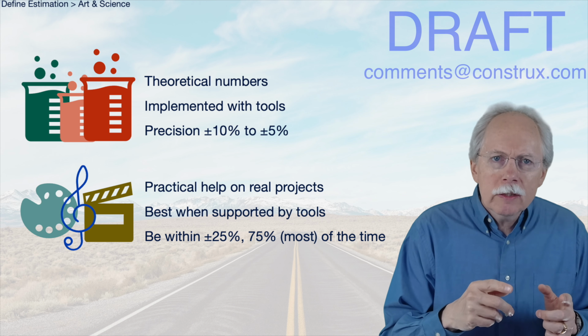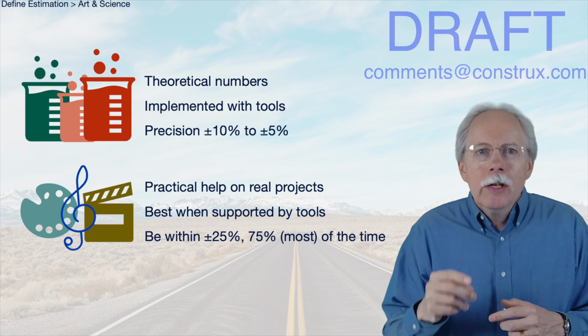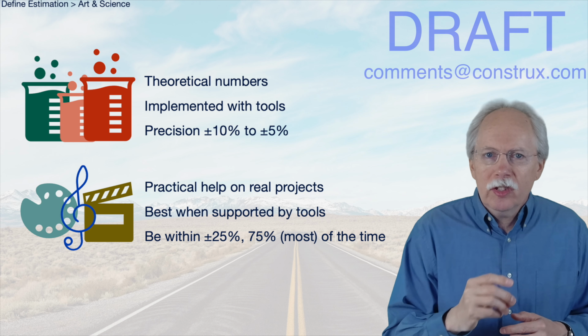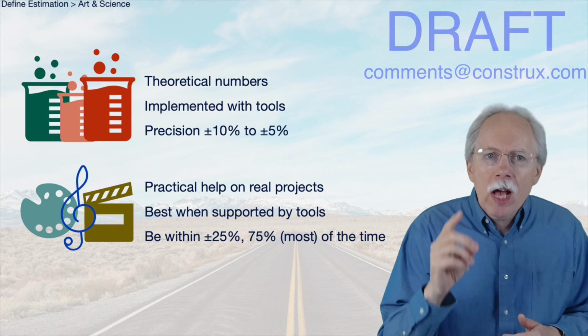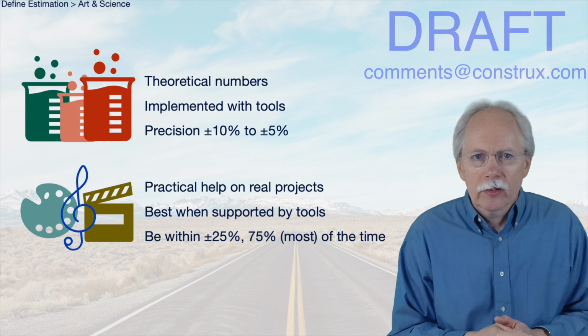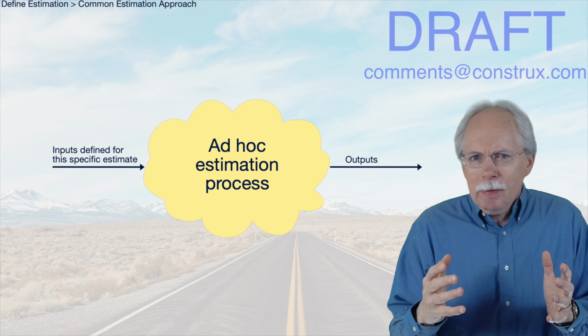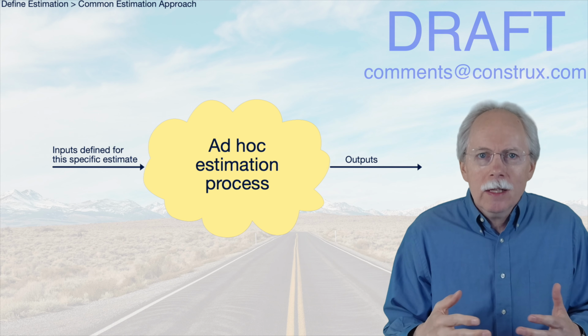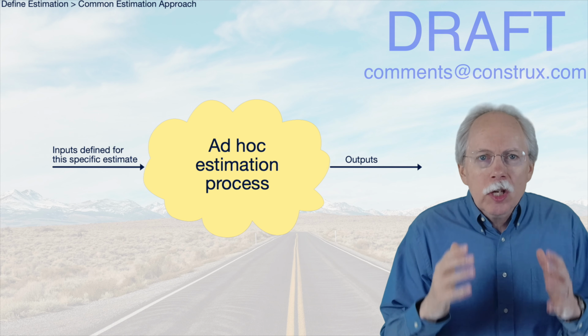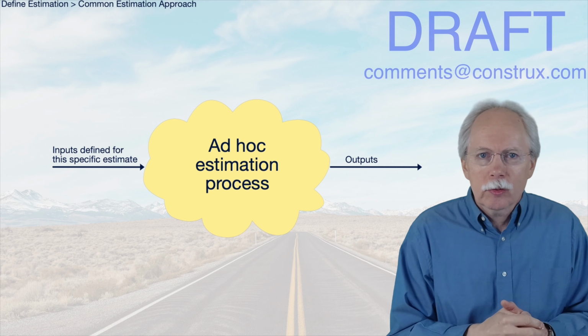Because if you're close to the real number most of the time, you're able to make good business decisions. And that's what good estimation should do. It should help you make good business decisions. But how does a typical estimate happen? How do people typically estimate? Well, this graphic here shows how a typical estimation process works.